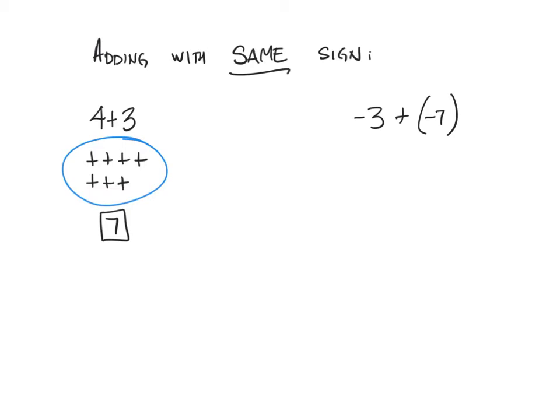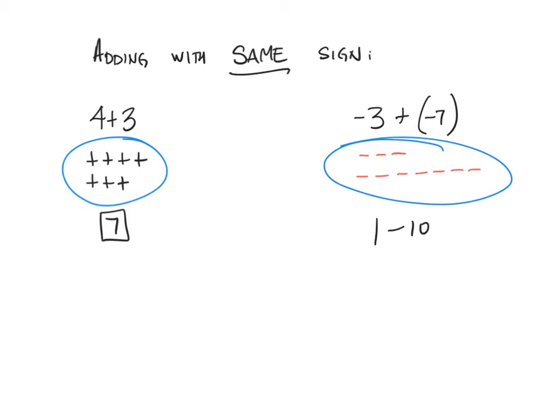Let's do the negatives now. Negative 3 plus negative 7. So I have 1, 2, 3 negatives. And to that, I'm going to add 1, 2, 3, 4, 5, 6, 7 more negatives. So now I have a total of, if I count them all out, 10 negatives. So negative 3 plus negative 7 is negative 10.